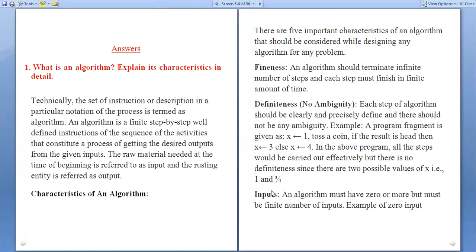Inputs. An algorithm should have inputs. An algorithm must have 0 or more inputs, but it must be a finite number of inputs. The number of steps is finite, that is countable. Suppose 10 steps are there. That is finite. It is not an infinite loop.